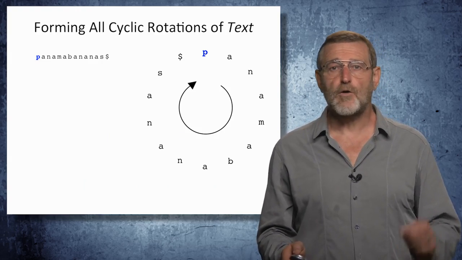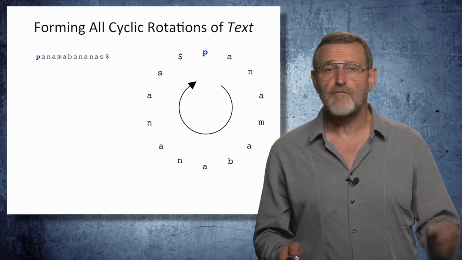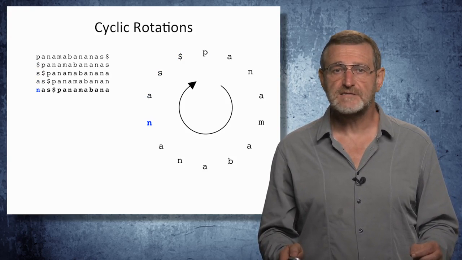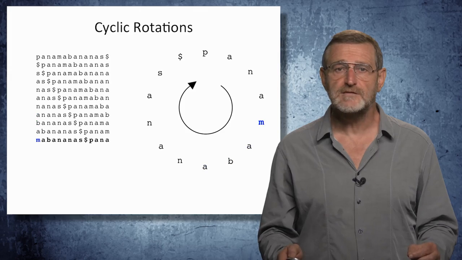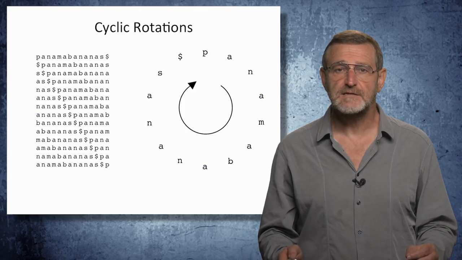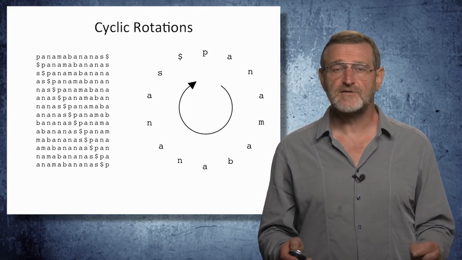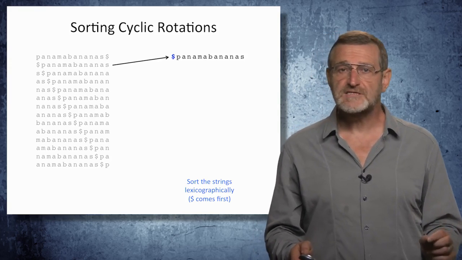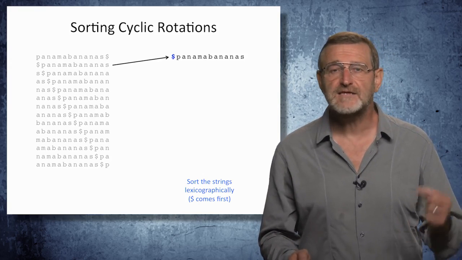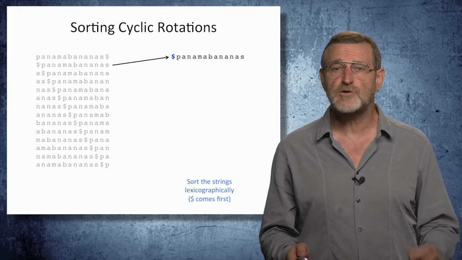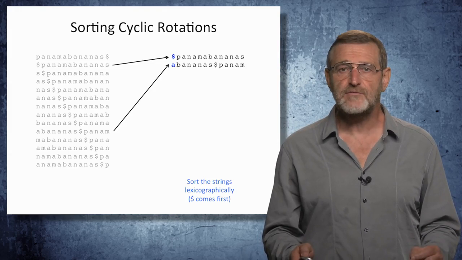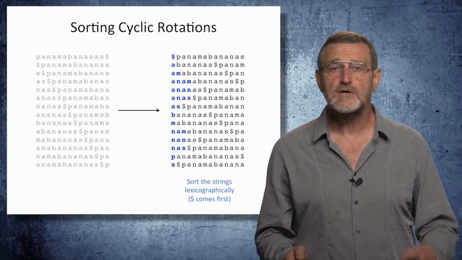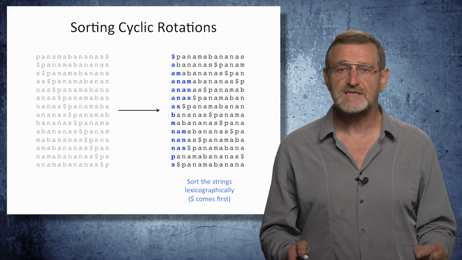So let's consider all cyclic rotations of our favorite string, Panama bananas. We start from this one, add this one, and continue. We form all cyclic rotations of this string. And then, after we generated all the cyclic rotations, let's sort them. The dollar sign is viewed as the first letter of the alphabet, even before A, so we start with dollar Panama bananas, continue, and finally we'll have a sorted list of all suffixes of the text.